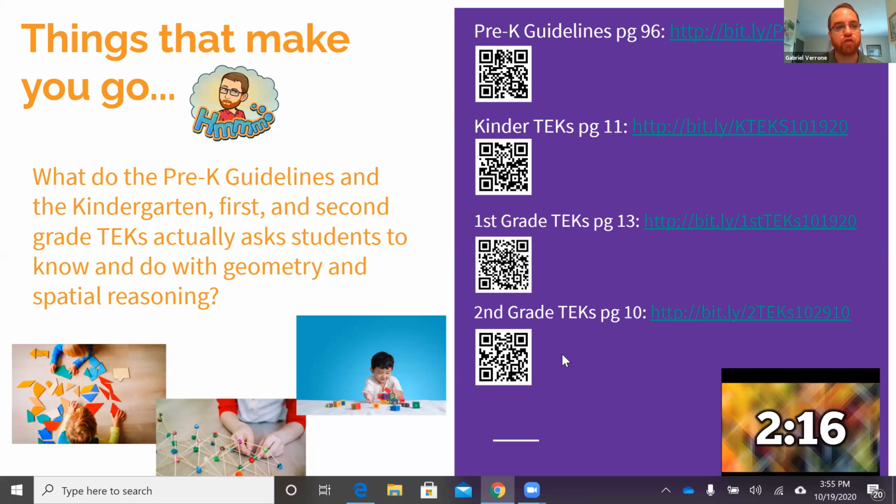I'm actually going to start all future sessions at 4 because I realized I didn't give people enough time for dismissal. But what we're doing is, I will put them in the chat again, but we're looking at common threads and common standards in the pre-K, K, 1 and 2 TEKS or guidelines for geometry and spatial reasoning. So you can look at your relevant grade level or as many as is possible in the next 2 minutes and just see what verbs they are asking us to actually teach the kids. Does that make sense? Yes, sir.